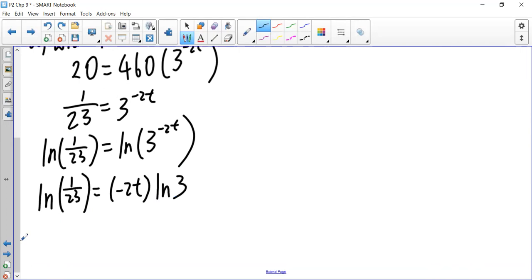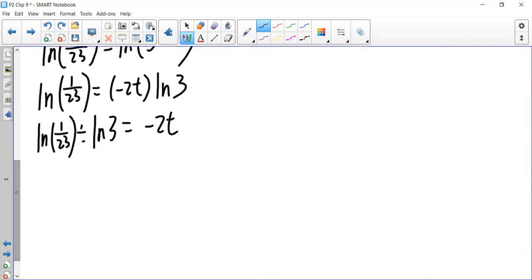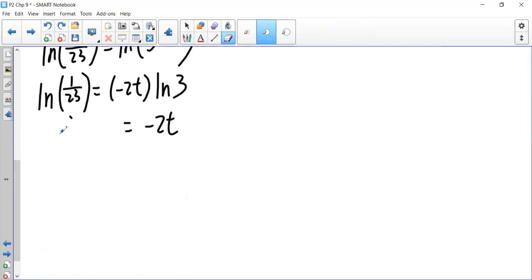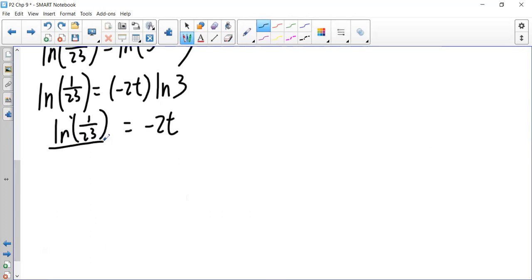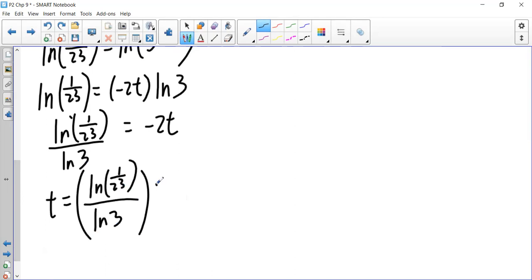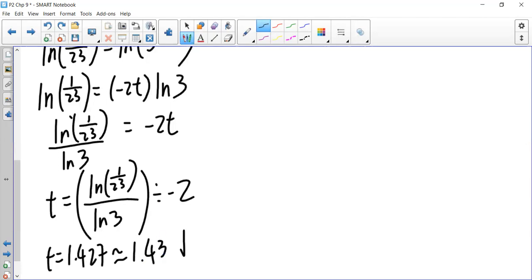Then we'll continue to make t the subject. So divide through by ln 3 on the left-hand side: ln 1 over 23 divided by ln 3 equals -2t. It doesn't matter how you write it because you've got to put it in the calculator all together anyway. Then to work out t, divide the whole thing by -2. So t equals ln 1 over 23 over ln 3, and the whole thing divided by -2. Just put the whole thing in the calculator. You get t equals 1.427, which is the same as 1.43 days.